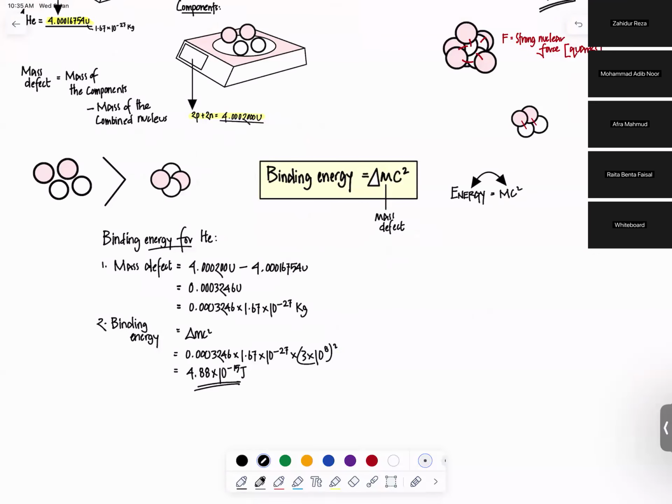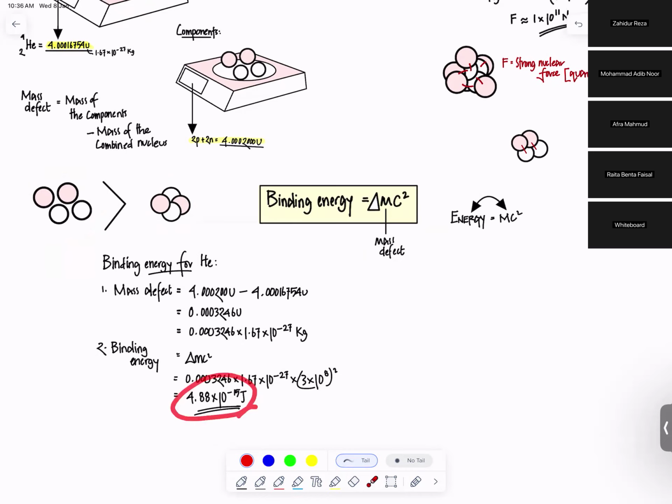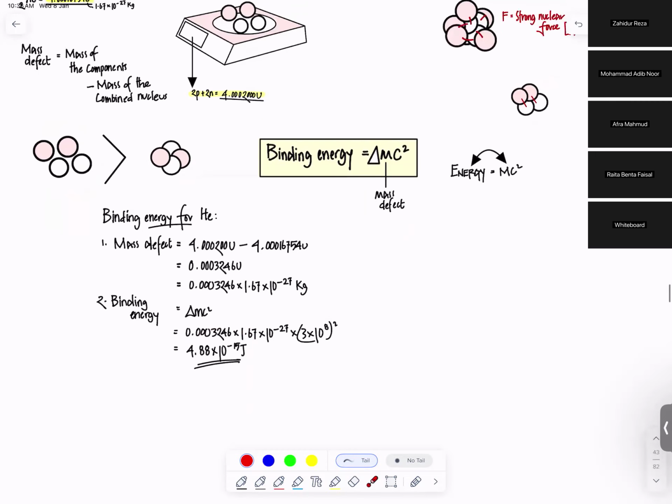So the rule for finding binding energy is: you first find the mass of the components individually, then you find the mass of them combined, and then you find the difference in these two masses. That is called the mass defect. And then using binding energy equals mass defect into c squared, you can find the binding energy of this nucleus. So this is the energy that's available in the nucleus to bind them together. When you combine them, this energy is needed to keep them together. So yeah, that's what binding energy is.